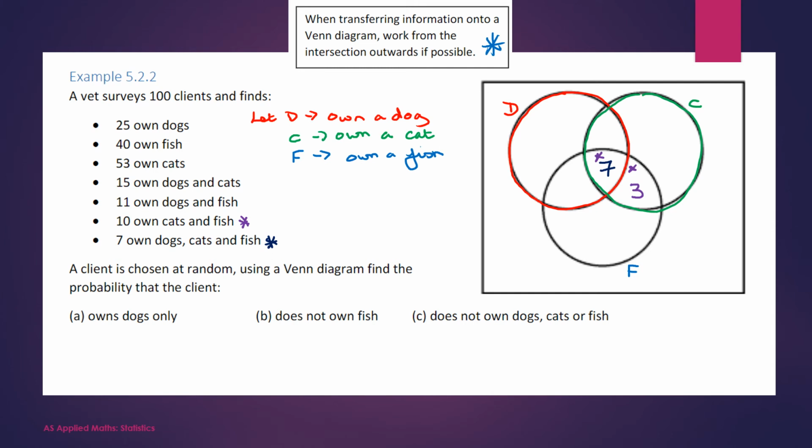And we can build this up by going through each one. So if we look at the next one, so 11 is dog and fish. So dog and fish would be that region and that region. I've got 11, so that has to be 4. And then we've got 15 on dog and cat. So dog and cat is here. We already have 7 of them, so that region there has to be 8.